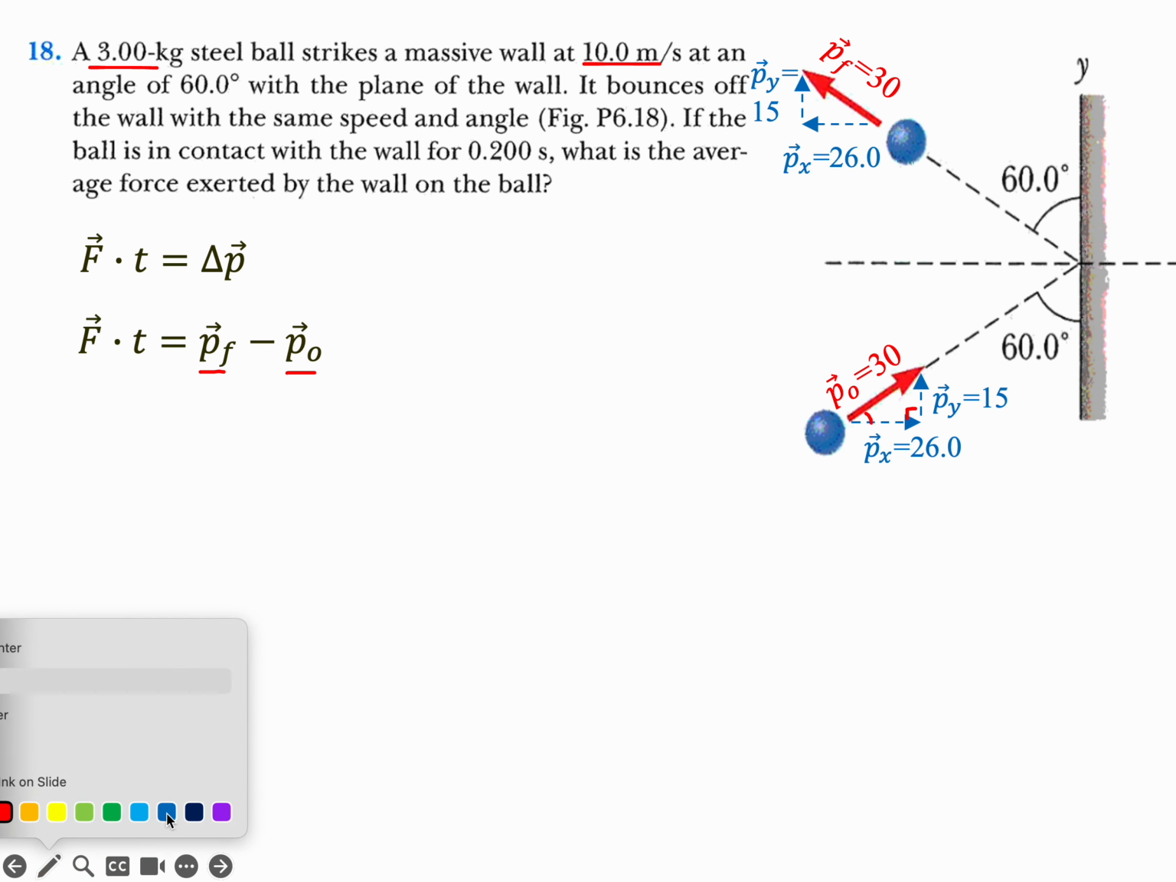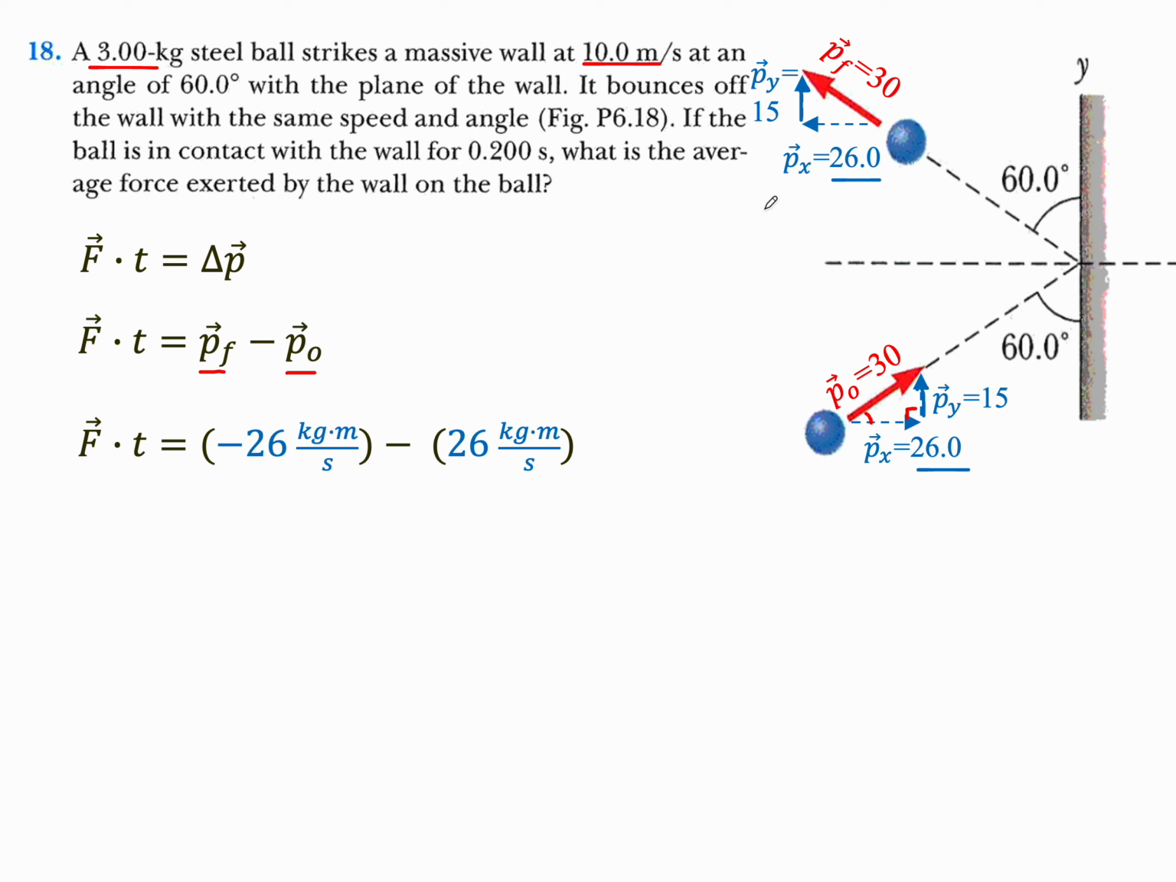Now notice one thing before we move on here. Both of these vertical ones are pointing in the same direction, both upward, and they're both 15. So the momentum doesn't change at all in the vertical. It just changes in the horizontal. 26 towards the wall from beforehand, and then 26 away from the wall afterwards. So plugging this in, since the vertical doesn't change, we're just looking at the change in the horizontal.